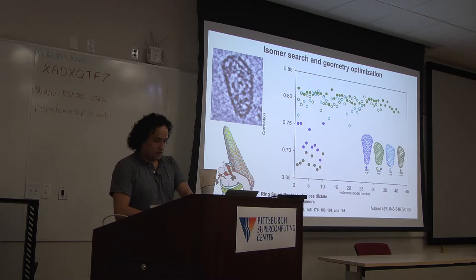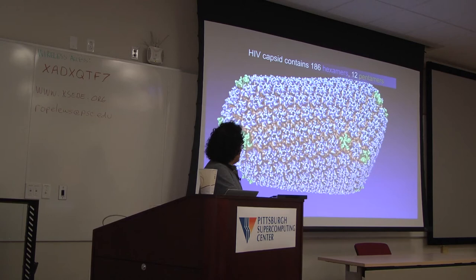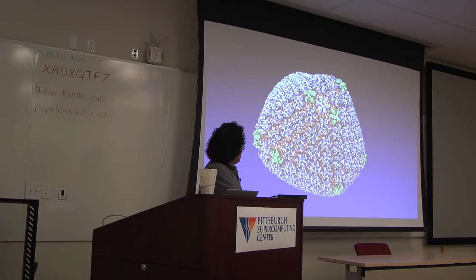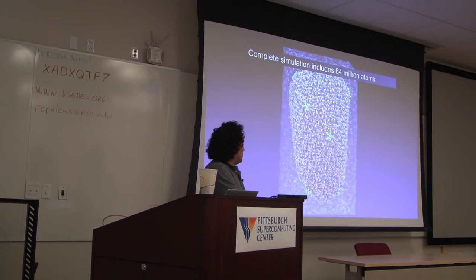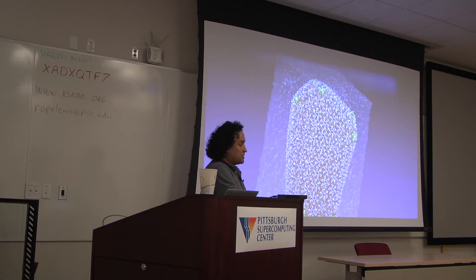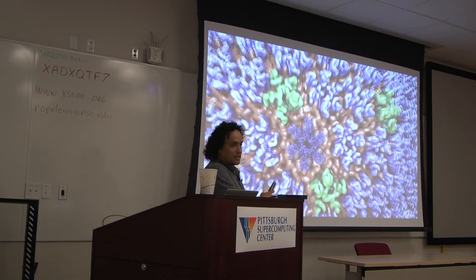And then using the supercomputer, we're able to go beyond a scaffold. We actually have a complete atomic model where you can see the hexamers and the pentamers. The interesting thing here is that this simulation contains not only every atom in the capsid, but also the solvent and the ions, which play an important role for the stability of the system. These simulations have been running on Blue Waters, the National Science Foundation Blue Waters, and the Titan supercomputer in Oak Ridge. And here you can have a closer look at it.